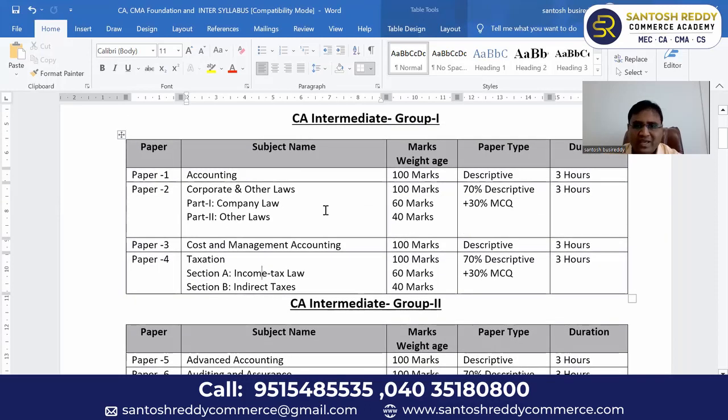So group 1 is very easy for BCom students because you already studied all these concepts in BCom first year, second year, third year. But here the test will be practical oriented.